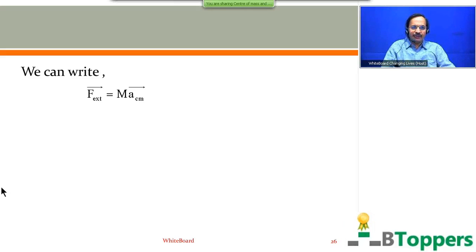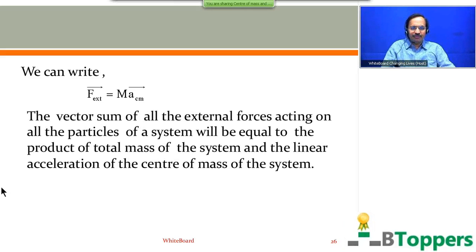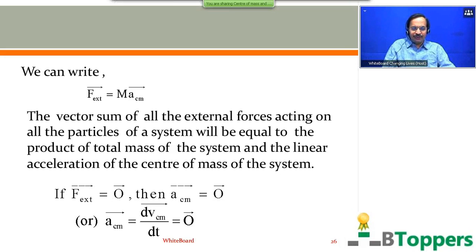You can write F bar ext equal to capital M into ACM bar. The vector sum of all the external forces acting on all the particles of the system will be equal to the product of the total mass of the system and the linear acceleration of the center of mass of the system. So if F bar ext is 0 bar, then the acceleration of center of mass is 0, or the acceleration of center of mass, which is dVcm bar by dt, will be 0. Come on, finish copying the notes up to here.